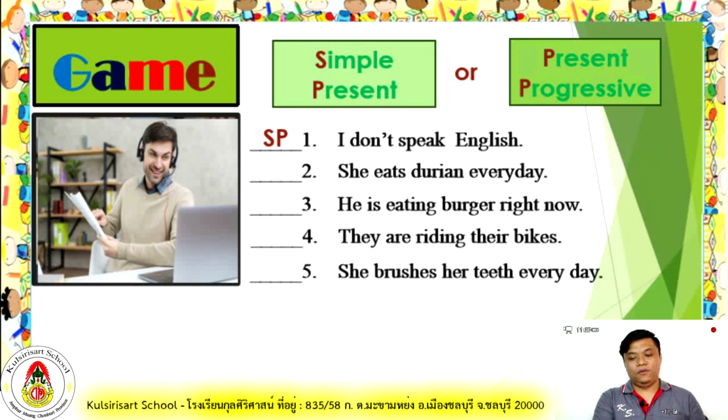Number 2, she eats durian every day. This is a habit. So, you do it every day. The answer would be in simple present form. SP. He is eating burger right now. What do you think is the answer? Right now. Time expression right now. Eating. ING form. Present progressive. Correct. They are riding their bikes. Riding. Present progressive form. Okay. She brushes her teeth every day. What's the answer? Simple present, SP, number 5.